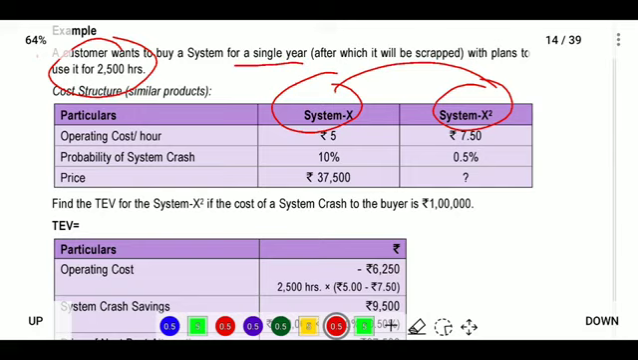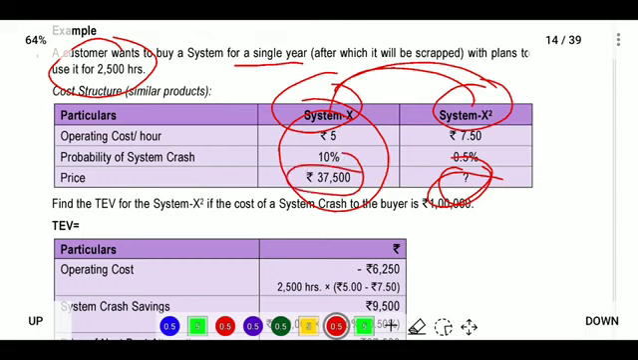Next, operating cost per hour is 5 and 7.5. The probability of the system crashing is 10% and 0.5%, and the price will be 37,500 for system X, and for system X2 the price we don't know. So for this it is the alternative. We want to calculate this value. So what is this cost? This is the price of the alternative, the cost to the next buyer. This is the price of the next alternative, and this is its cost.